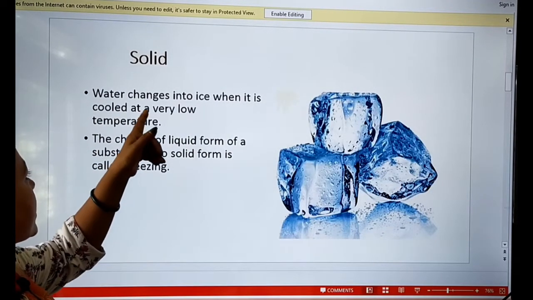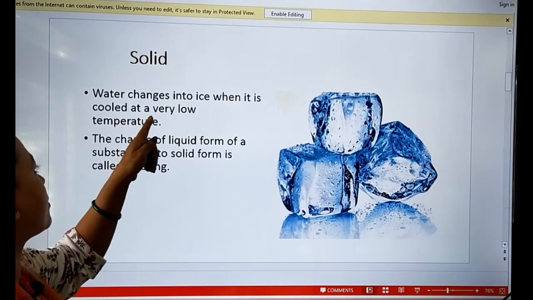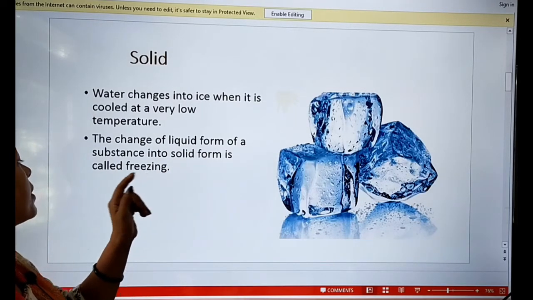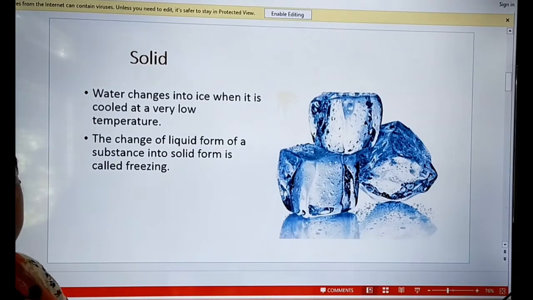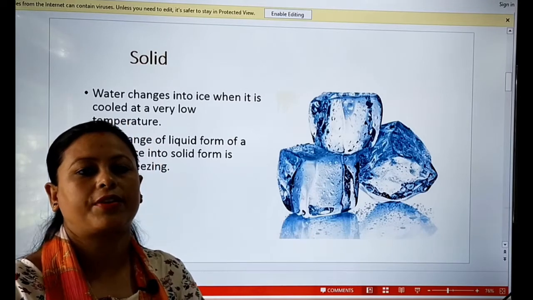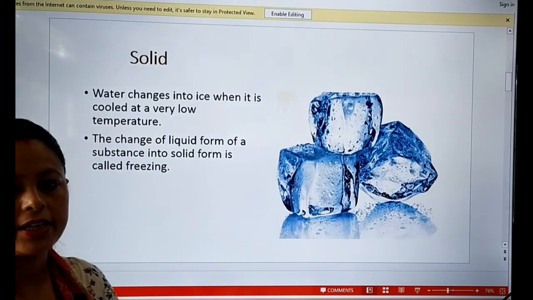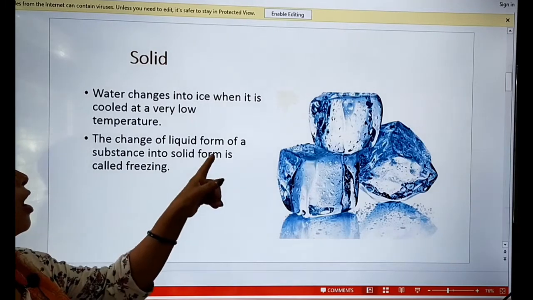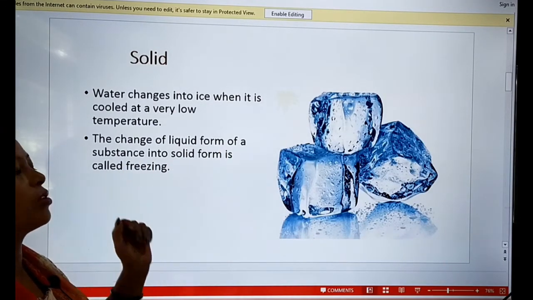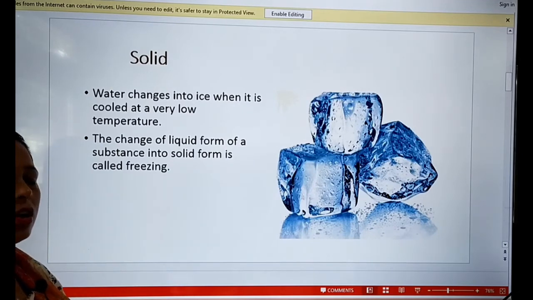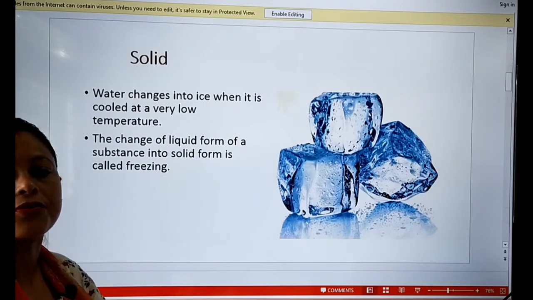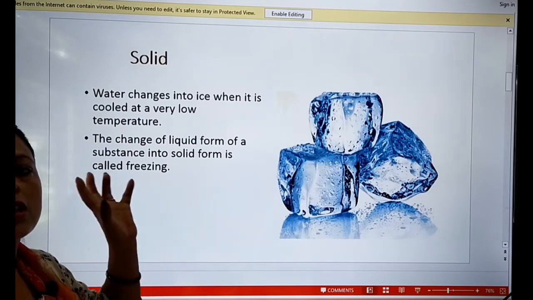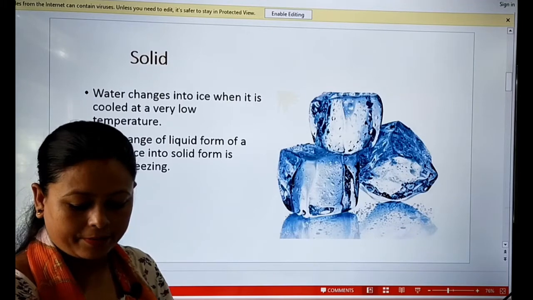So water changes into ice when it is cooled at a very low temperature. The change of liquid form of a substance into solid form is called freezing. Ice is the solid form of water. So when water changes into ice form, that is called freezing. When liquid cools at a very low temperature, it turns into a solid form, that is called freezing.